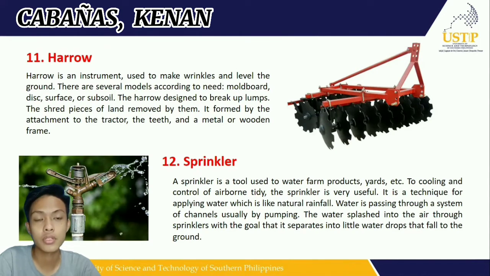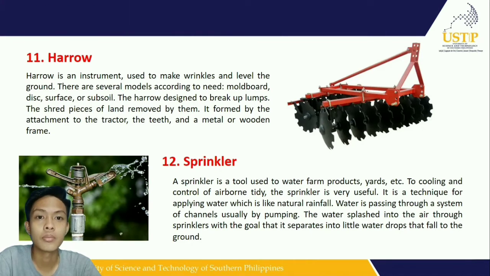Harrow. So unsa man ning harrow? It is an instrument used to make wrinkles and level the ground. There are several models according to need, like moldboard, disc, surface, or subsoil. The harrow is designed to break up lumps and shred pieces of land removed by them. It is formed by the attachment to the tractor, the teeth, and a metal or wooden frame.